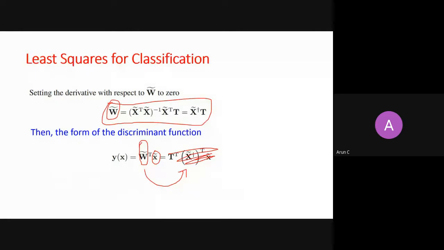For this slide, for this lecture, is there any question? Sir, the X with whatever symbol, that is the pseudo inverse, right? Yeah, it is a pseudo inverse. It's the same thing that we have done in linear regression.